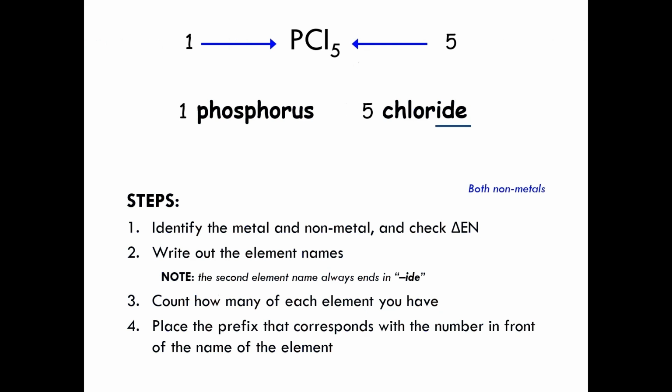Step 4, place the prefix that corresponds with the number in front of the name of the element. Remember, for 1, I have the prefix mono, which I can omit. And for 5, I have the prefix penta. So I'm going to place penta in front of chlorine, and I now have phosphorus pentachloride.